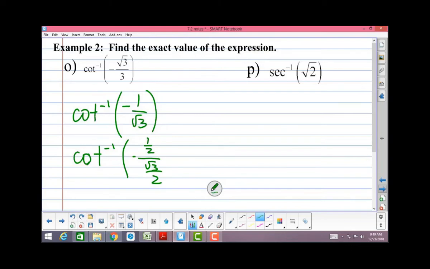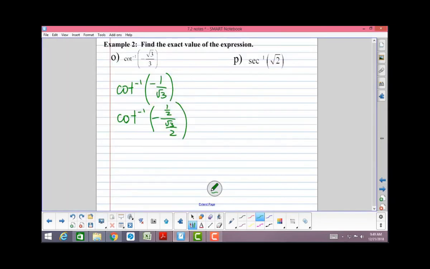You might not be sure where the negative goes, and that's okay. But if we're asking where's the cotangent negative, that means we're in the second quadrant. And in the second quadrant, x is negative and y is positive. So if x is negative 1/2 and y is positive root 3 over 2, then I know that is part of the pi over 3 family, and it's in the second quadrant, so it's 2 pi over 3.